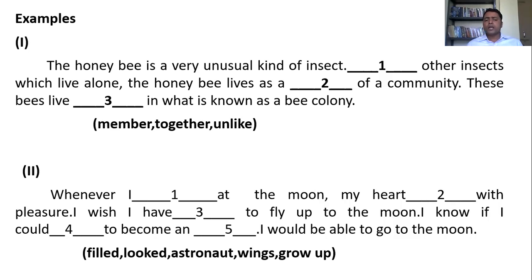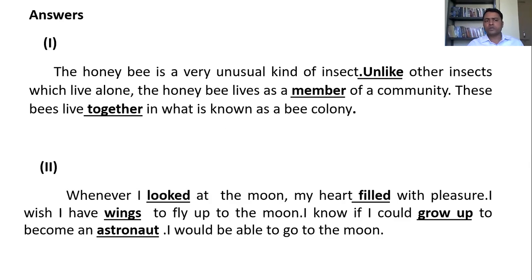This gives a vowel sound when the word begins with that vowel letter. An astronaut, I would be able to go to the moon. Now let's go quickly through the answers. The honeybee is a very unusual kind of insect. Unlike other insects which live alone, the honeybee lives as a member of a community. Honeybees live together in what is known as a bee colony. Whenever I looked at the moon, my heart filled with pleasure. I wish I had wings to fly up to the moon. I know if I could grow up to become an astronaut, I would be able to go to the moon.